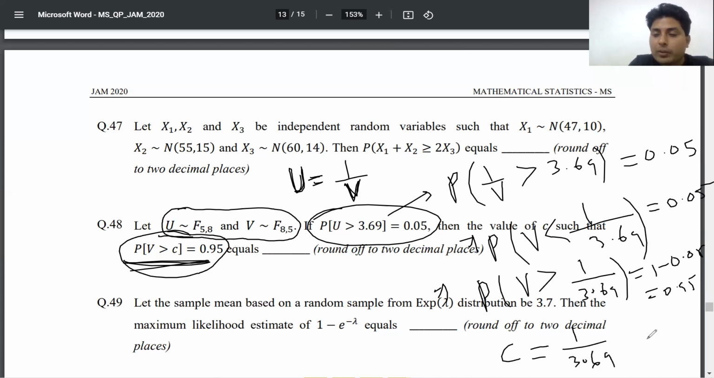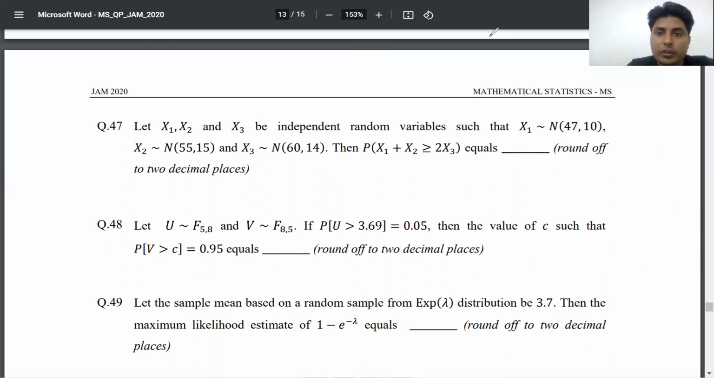So using a calculator, you calculate this. C is 1 upon 3.69. Put 1 upon 3.69 on the calculator, and you will get the value of C, which you have to put there. So 1 upon 3.69 is the value of C. So the next question is 49.